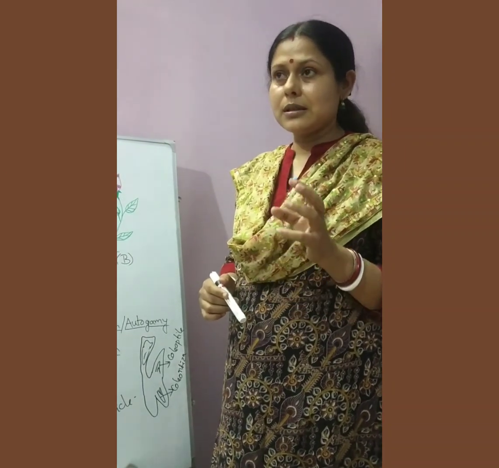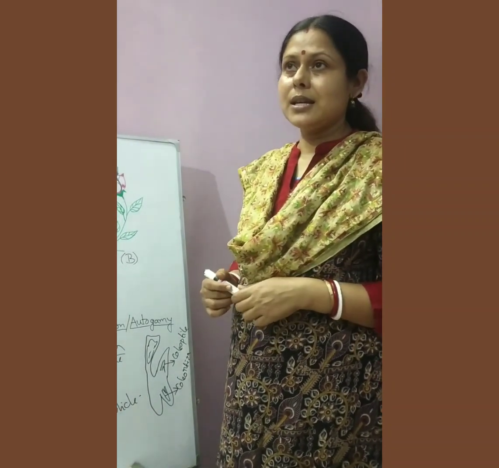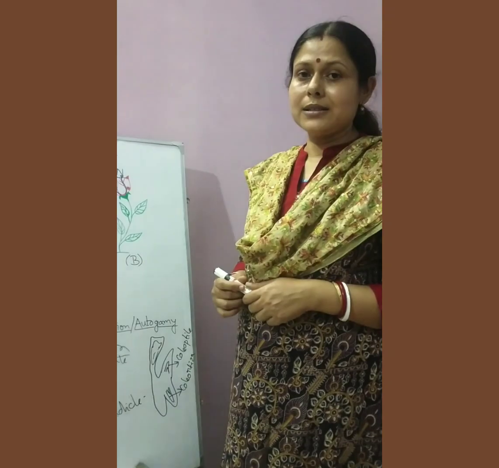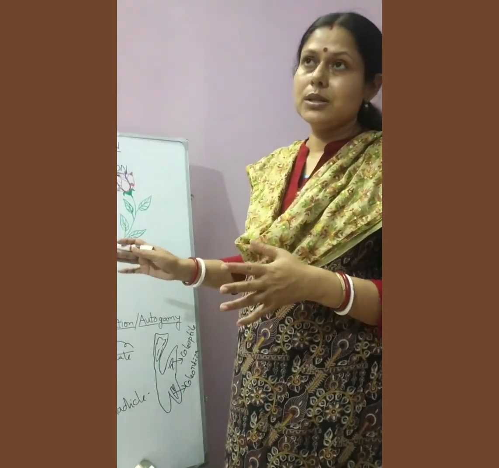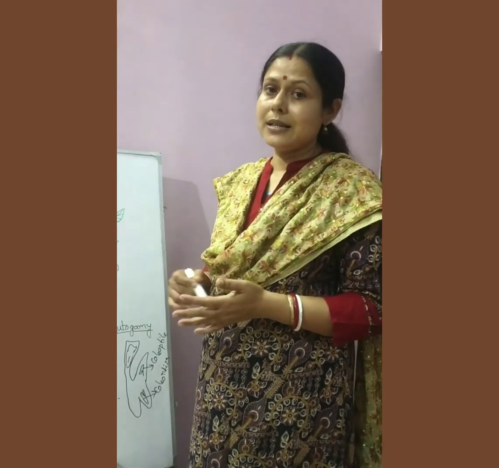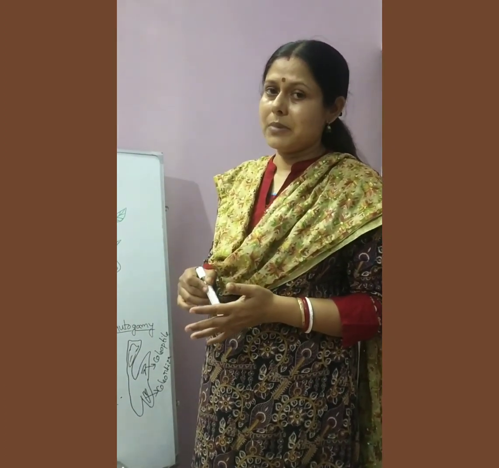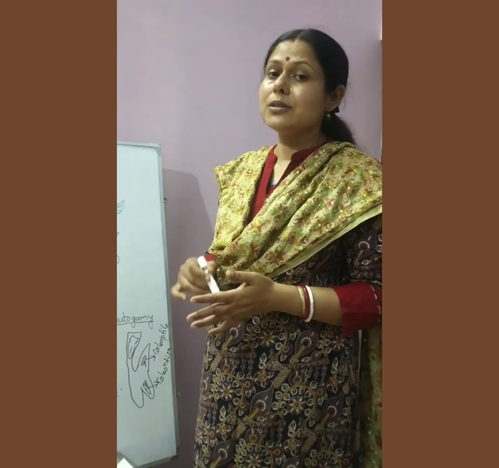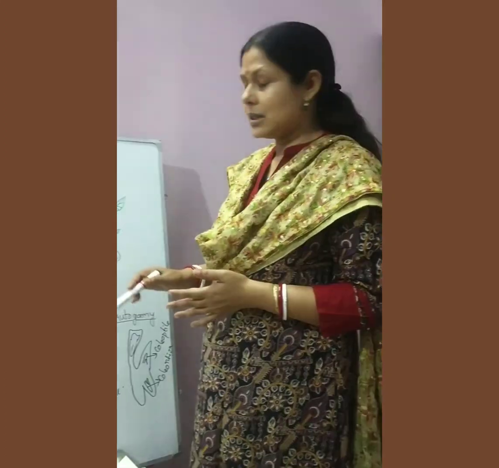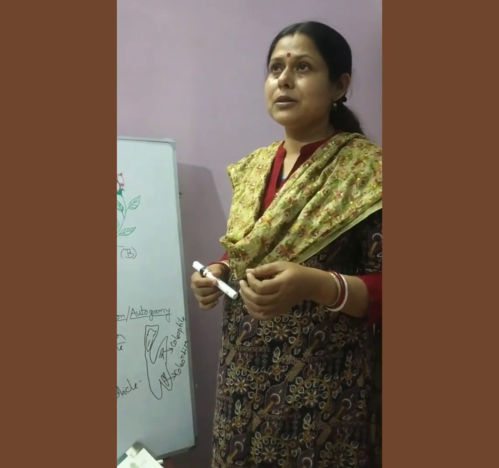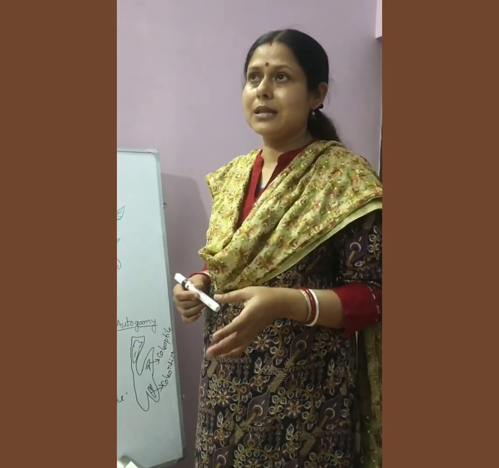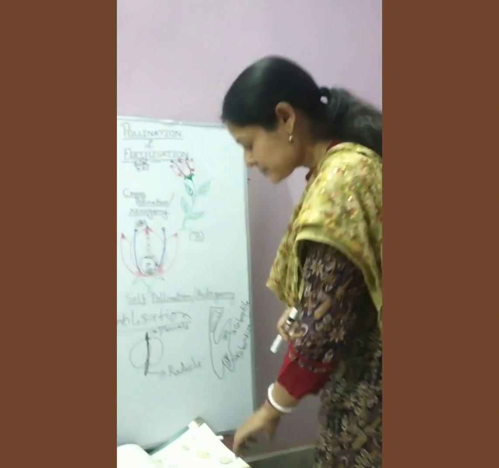Parthenocarpic fruit. This is a third category of fruit, where there is no fertilization, no seed formation. Here the ovary transforms itself into the fruit. So here there is no seed. The ovary is taking part in the formation of fruit, but there is no fertilization. That is why these types of fruits are called parthenocarpic fruit. Examples are seedless varieties of fruit, like seedless grape, seedless banana, etc.